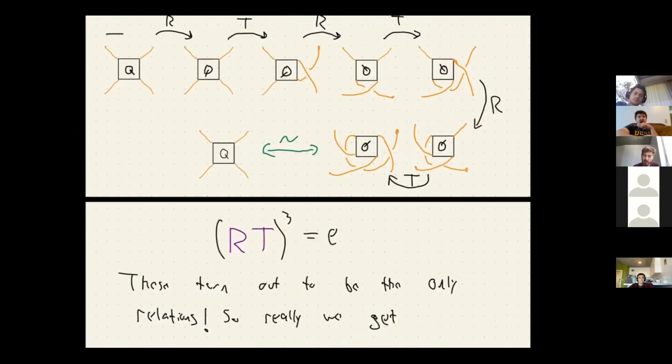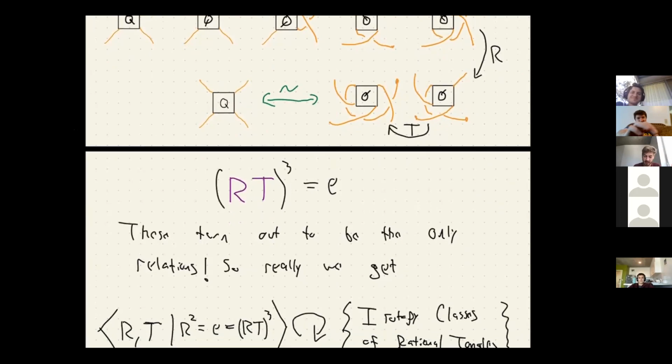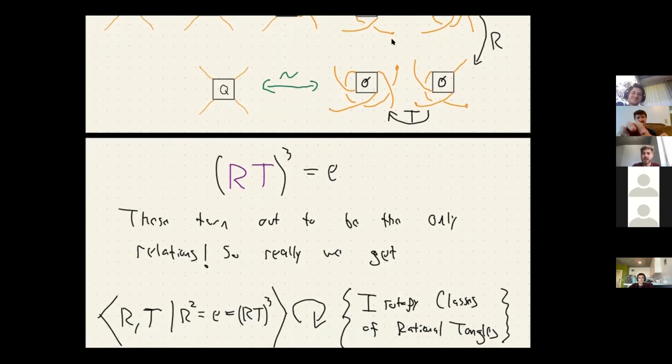Okay, and so it turns out, this is another thing which I'm not going to prove, that these are the only relations that I can get. These generate the kernel of this action.